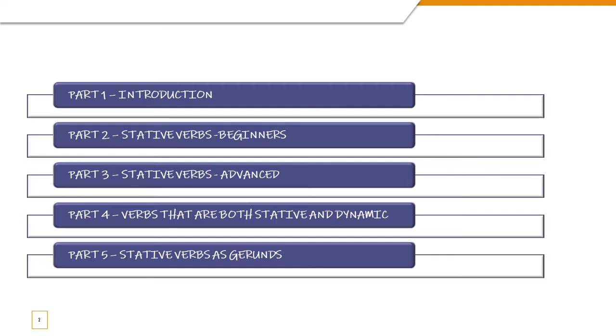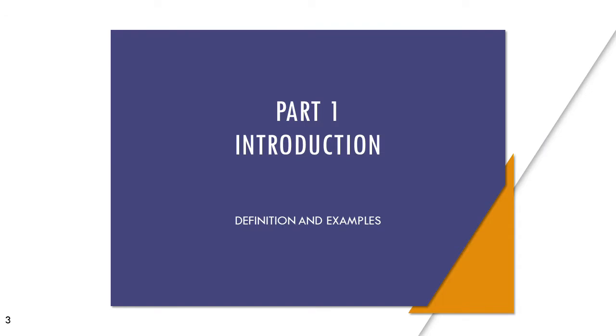This is a 5-part series of videos where in part 1 I'm going to deal with the introduction, part 2 I'm going to talk about stative verbs for beginners with plenty of examples, and in part 3 I'm going to deal with stative verbs and examples for advanced users. In part 4 I'm going to talk about the verbs that serve both as stative and dynamic, and in the last part, that is part 5, I'm going to discuss the functions of stative verbs as gerunds. Okay, so let's move on and look at part 1.